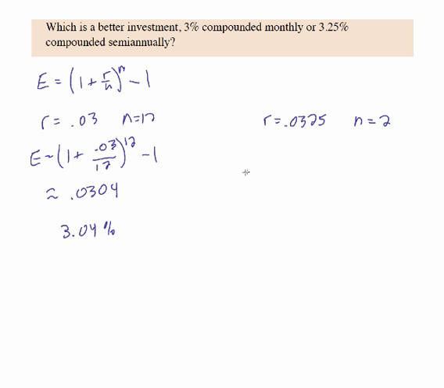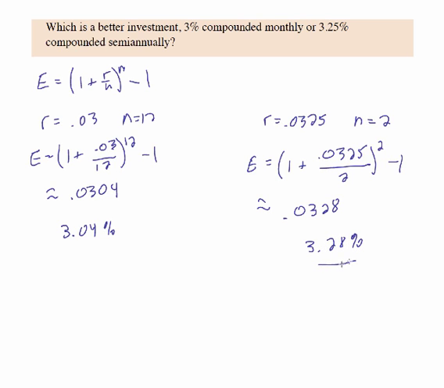For the second loan, we get E equals 1 plus r, which is 0.0325, over n, which is 2 here. That quantity is squared. We subtract off 1. And again, rounding to 4 decimal places, this time we get 0.0328, which is an effective interest rate of 3.28%. And so we conclude that the better investment is the one with an effective interest rate of 3.28%.